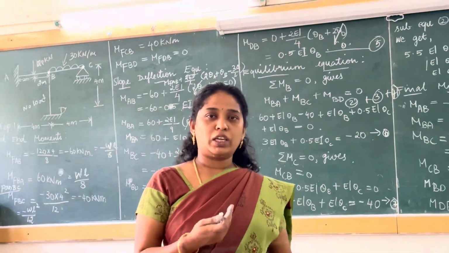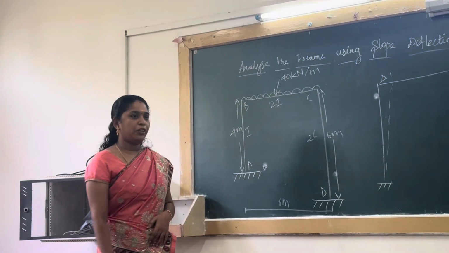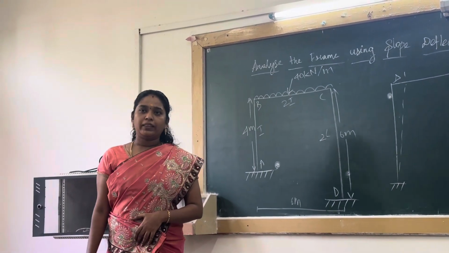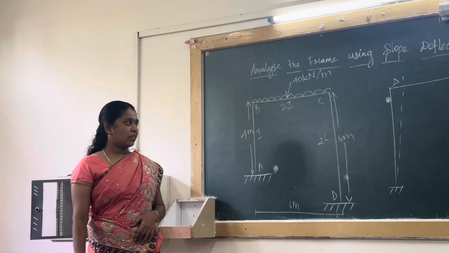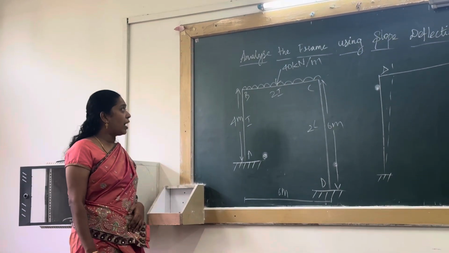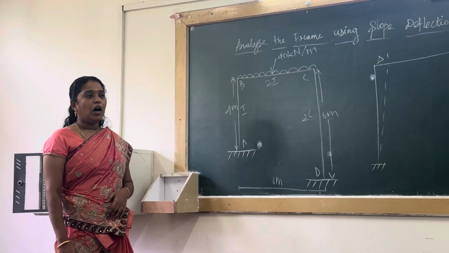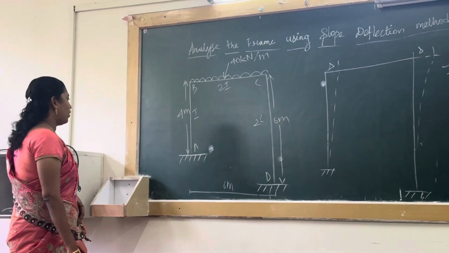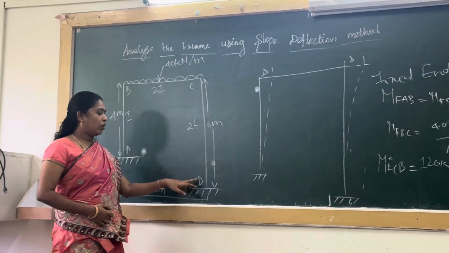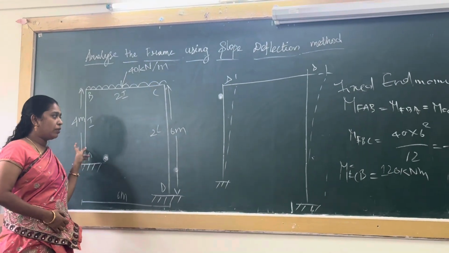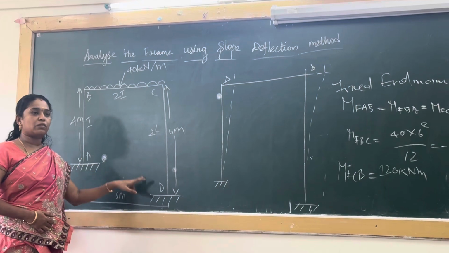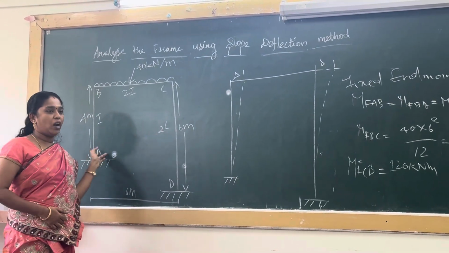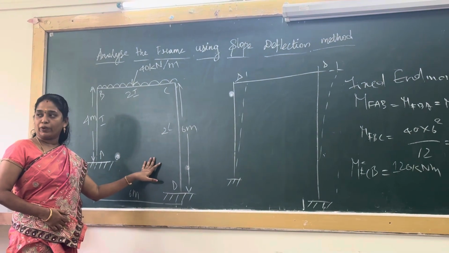In the last class we discussed the analysis of the frame using the slope deflection method without sway. In this class we are going to discuss the analysis of the frame using the slope deflection method with sway. When will sway occur? If the lengths of the columns vary, meaning they have different lengths, the frame will sway.